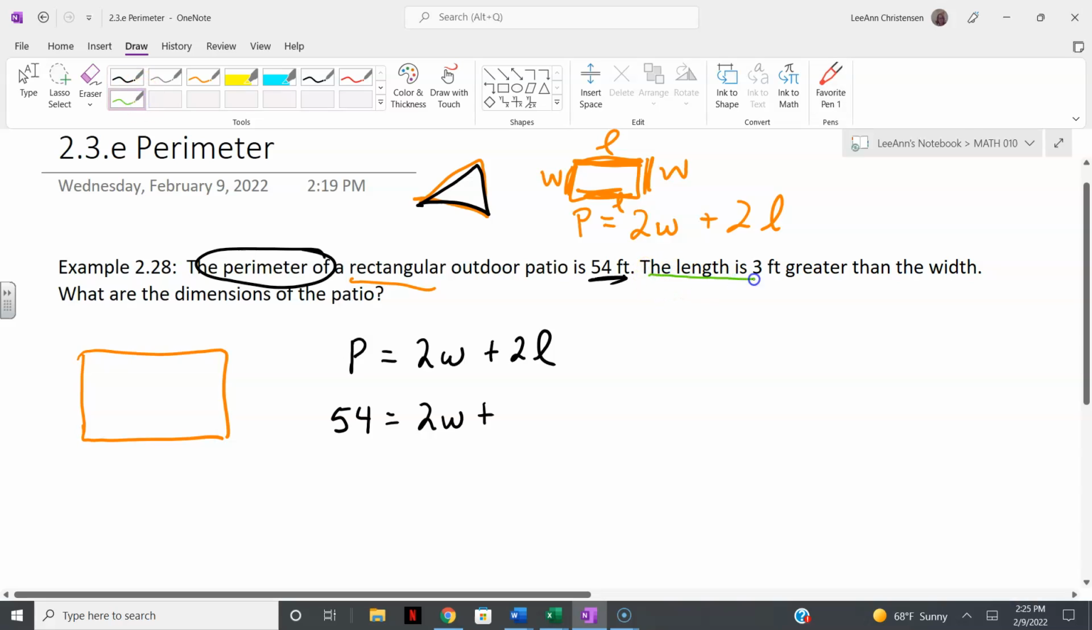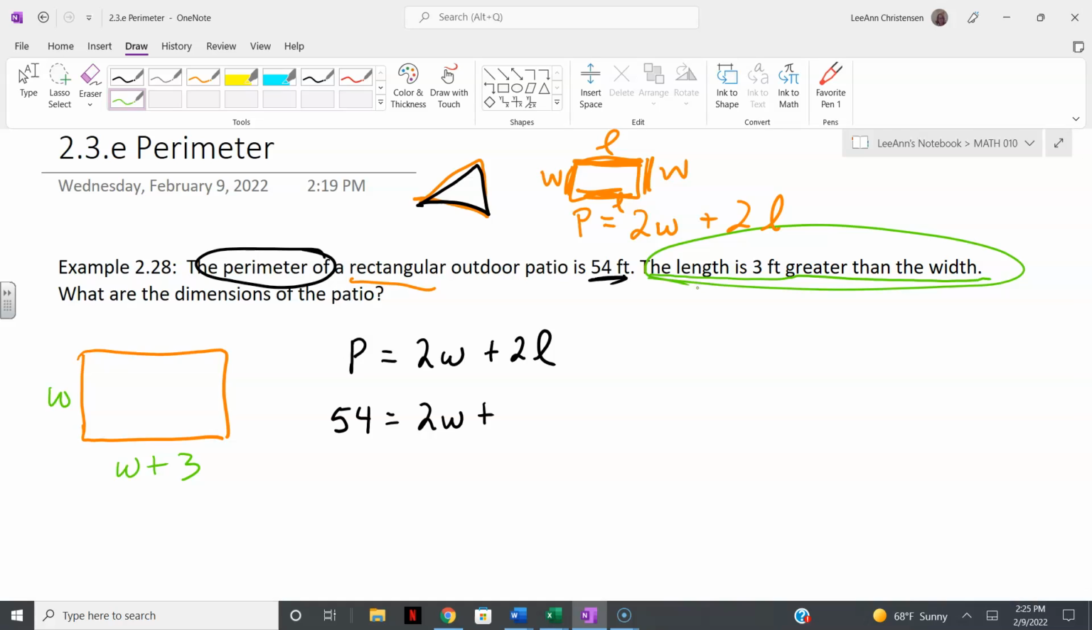All right, it says the length is 3 feet greater than the width. So on my rectangle, if this is the width, the length is 3 feet more. That's what we have to get out of that sentence. Think about, okay, which one's longer? The length is 3 feet more than the width. So if I take the width and I add 3 feet, I get the length.